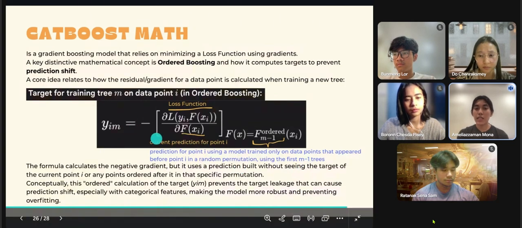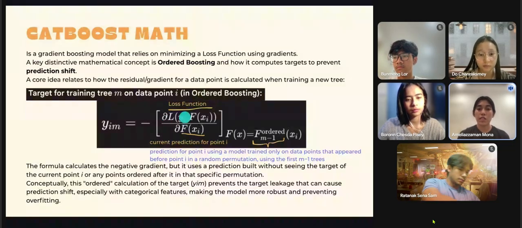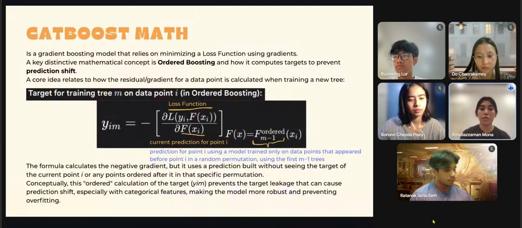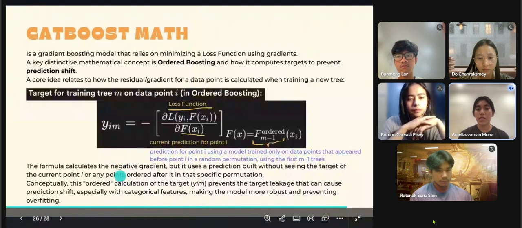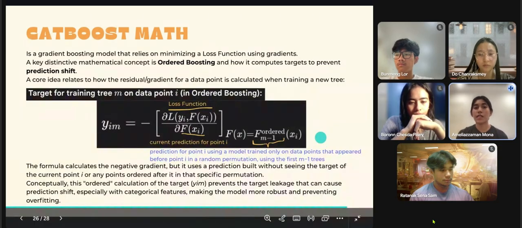Besides that, it's still the negative derivative of the loss function with respect to the current prediction for point i. And this formula calculates the negative gradient but uses a prediction built without seeing the target of the current point i or any points ordered after it in that specific permutation. And conceptually, this ordered calculation of the target y_im prevents the target leakage that can cause prediction shifts, especially with categorical features. And this makes the model robust and prevents overfitting.